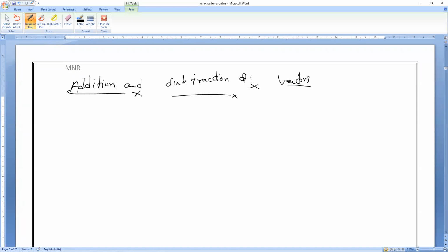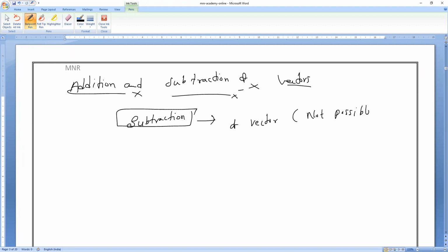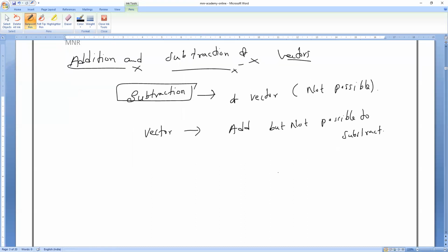Observe very carefully. This is the most important concept. Definitely questions come in JEE and NEET. If you notice, first we can add vectors, but the main thing you have to remember is that subtraction of a vector is impossible. It is not at all possible to subtract a vector. Always remember, if it is a vector, we can add it, but we cannot subtract it.